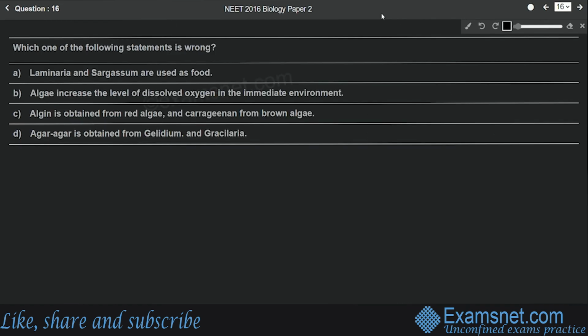Question number 16 is from the chapter Plant Kingdom, and the question is: which one of the following statements is wrong? The first statement says Laminaria and Sargassum are used as food. This is a correct statement. Laminaria and Sargassum are types of brown algae or Phaeophyceae, and these are used as food. Then the second statement says algae increase the level of dissolved oxygen in the immediate environment. This is also correct because algae are photosynthetic organisms, so they perform photosynthesis, and due to that they release oxygen in the immediate environment.